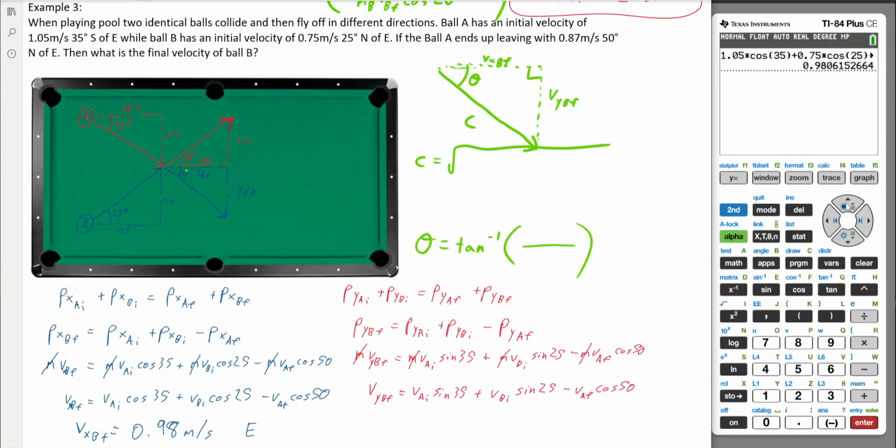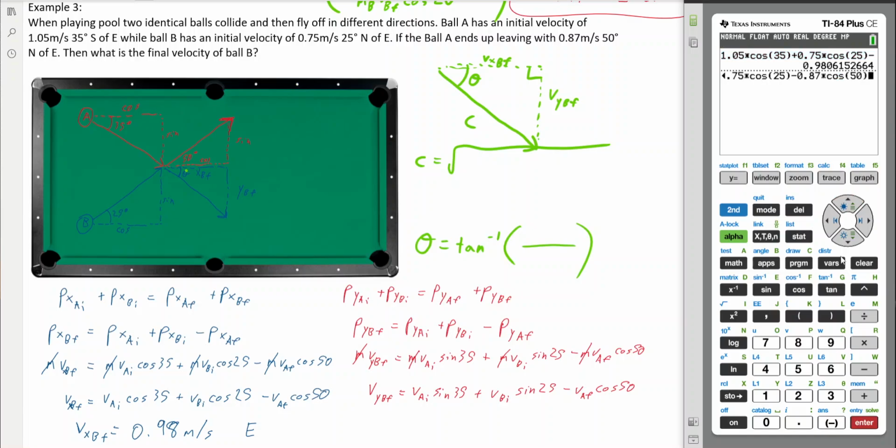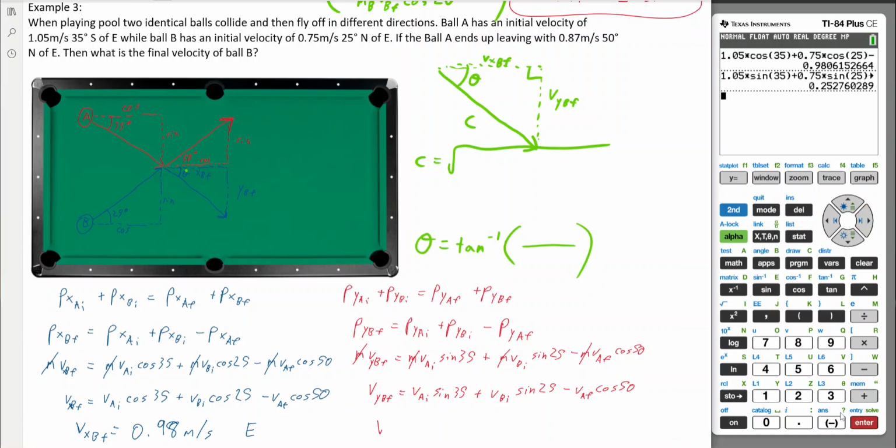Now let's try the same thing again, but we're switching it all to sine functions. So I'm just going to literally go in and adjust that to sine functions. Everything else is the same. So VYBF equals 0.25. I'll leave it there, but I'm going to keep all the sig digs. And this is south.